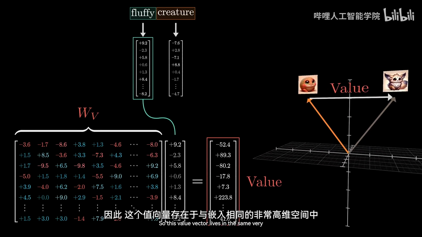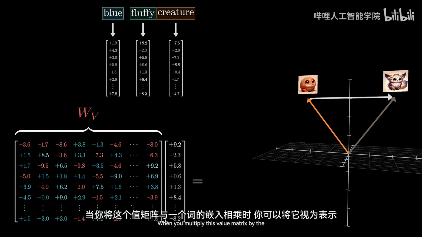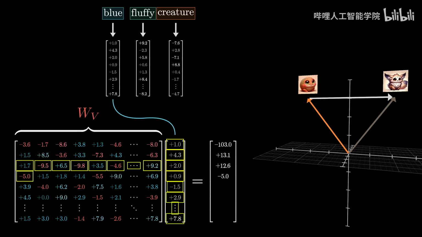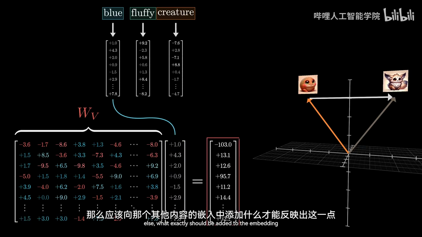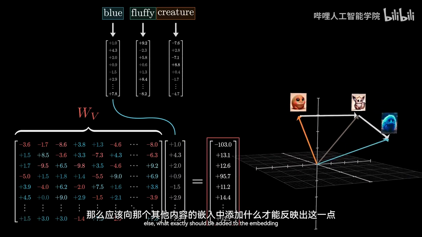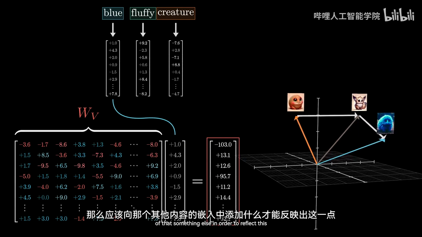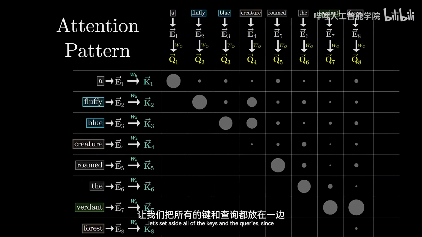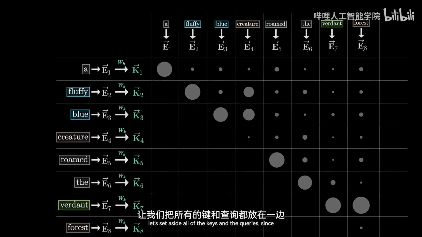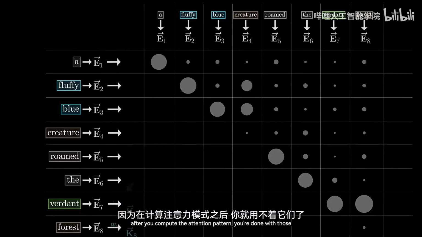So this value vector lives in the same very high dimensional space as the embeddings. When you multiply this value matrix by the embedding of a word, you might think of it as saying, if this word is relevant to adjusting the meaning of something else, what exactly should be added to the embedding of that something else in order to reflect this? Looking back in our diagram, let's set aside all of the keys and the queries, since after you compute the attention pattern, you're done with those.